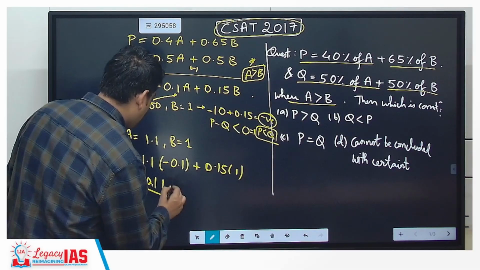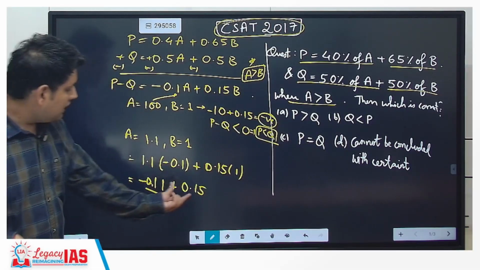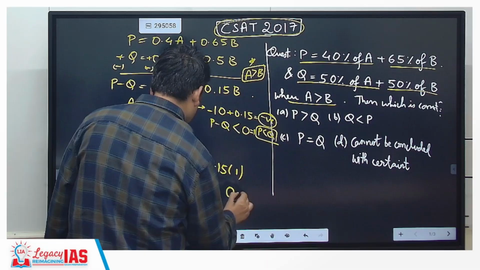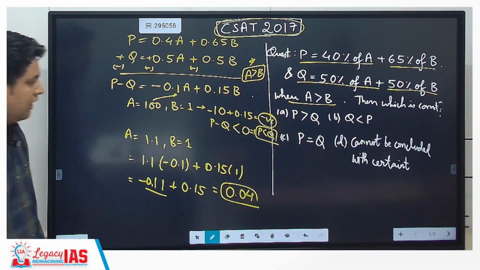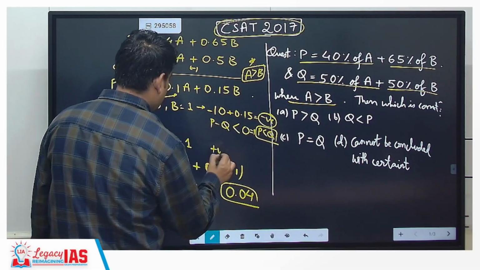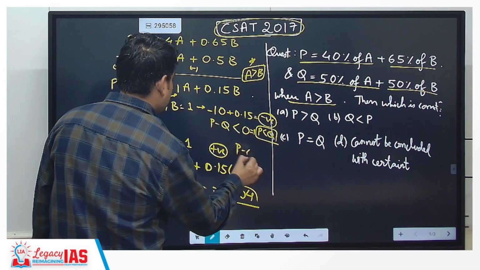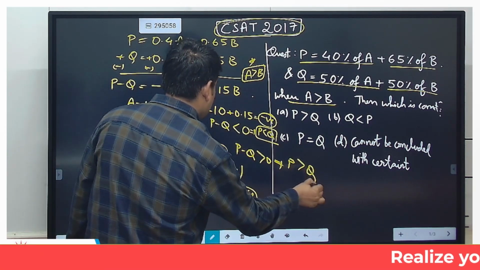Now you add 0.15 to it because it was multiplied by 1. So 0.15 minus 0.11 will give you positive 0.04. It means this gives you a positive result. Positive means what? P minus Q is greater than 0. This will give you what? P is greater than Q.